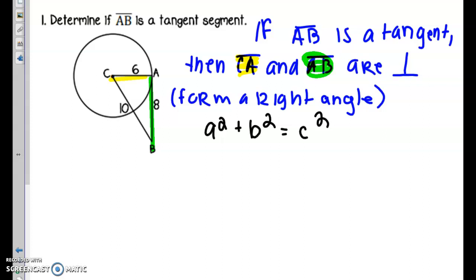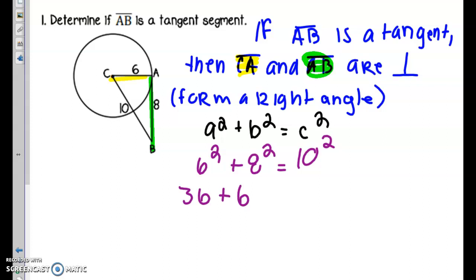So we want to see if this is true. Does 6 squared plus 8 squared equal, what's the hypotenuse? 10 squared. Squaring a number means you multiply it by itself. So 6 times 6, 36. Plus 8 times 8, what's that? Calculator, Desmos, phone. 64 is equal to 100.